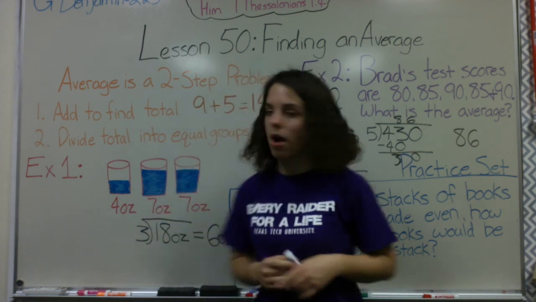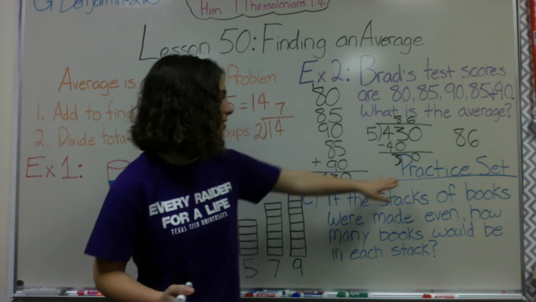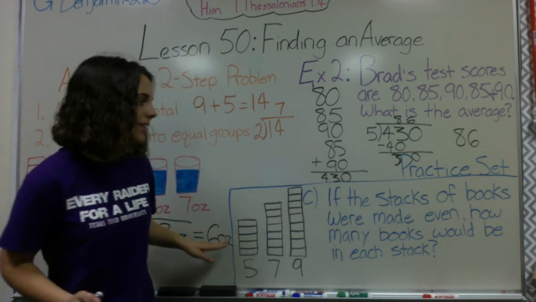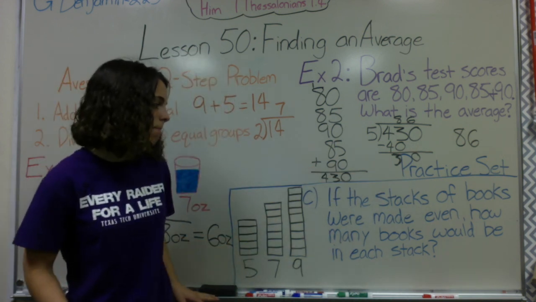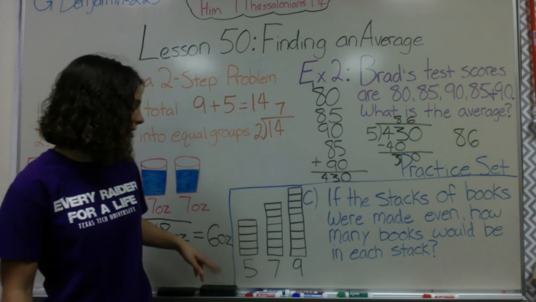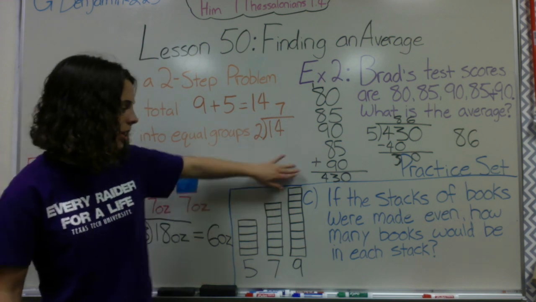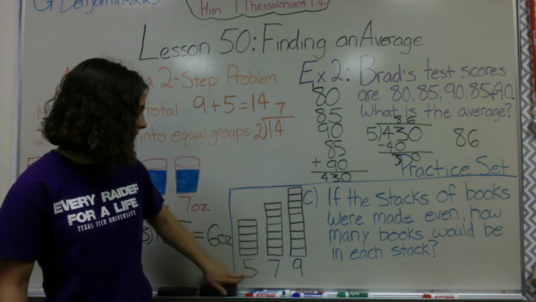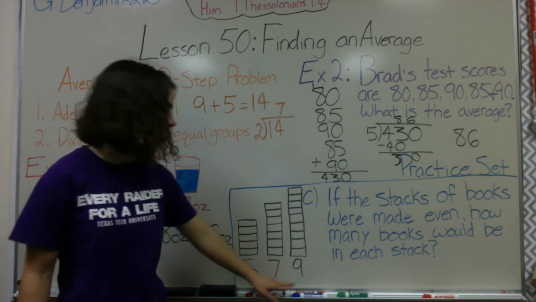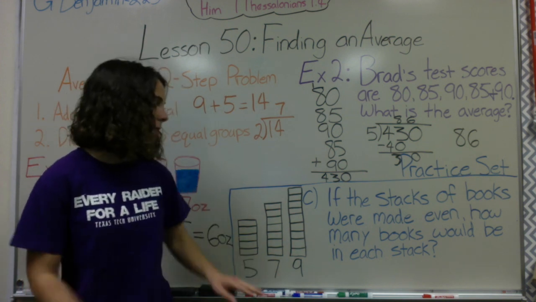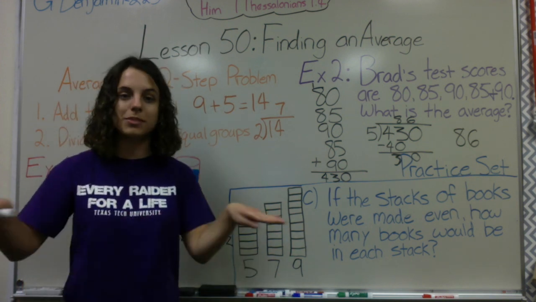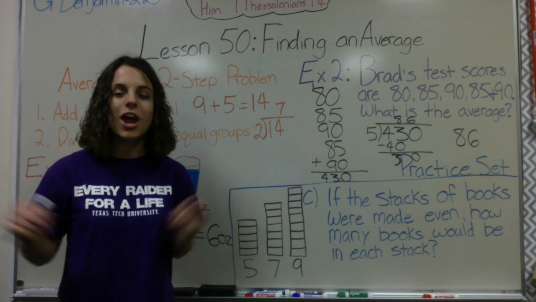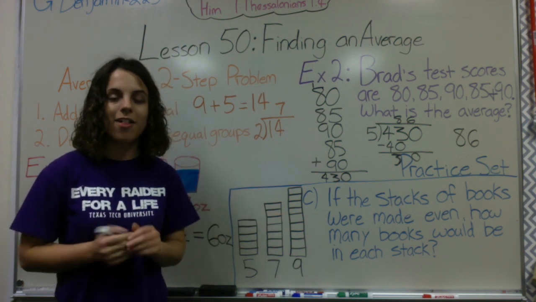Your practice set problem right here. Letter C. If the stacks of books were made even, how many books would be in each stack? Here are your stacks. You have 3 stacks. You have 5 in this one, 7 in this one, and 9 in this one. You want to find how many there would be if I made all the groups equal. That's finding the average. We're going to go over that in class later.